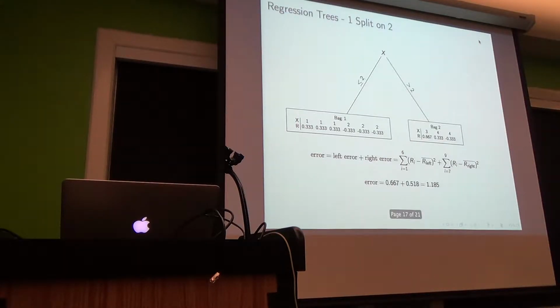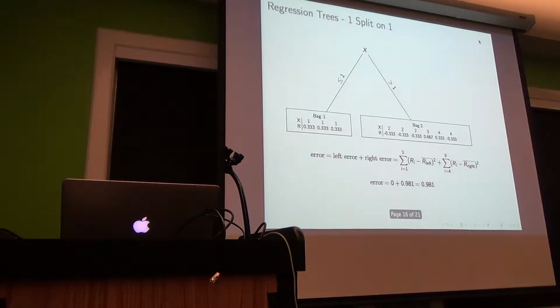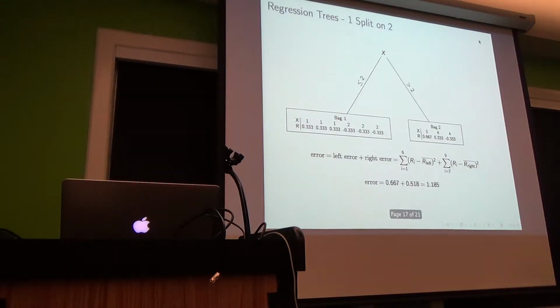So 1 is on the left, 1 and 2 on the left, 3 and 4 on the right, 1, 2, and 3 on the left, 4 on the right. And what it's finding, at least in this case, is that the minimal error is carving out 1 on its own, and everything else to the right available for a future pass.